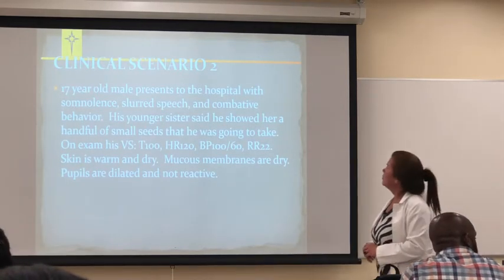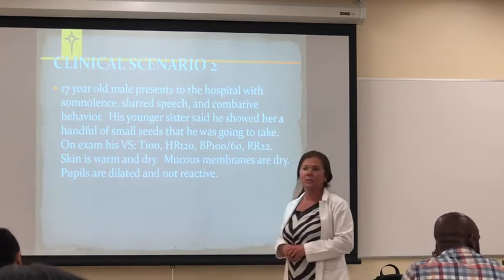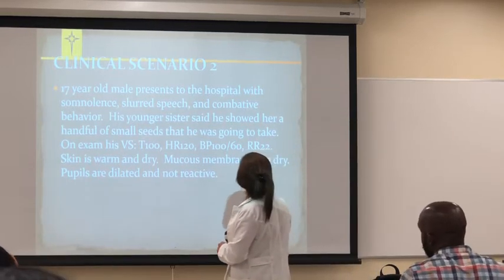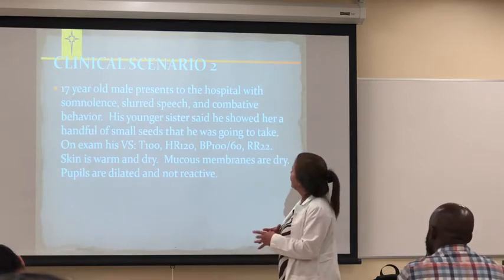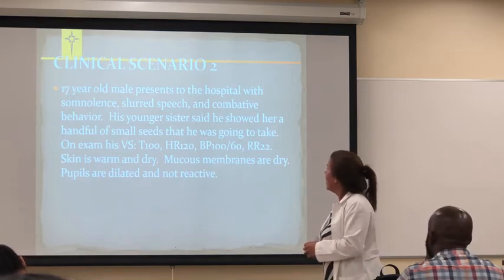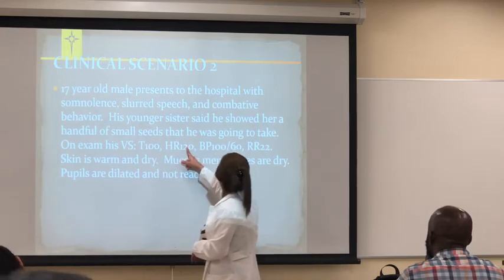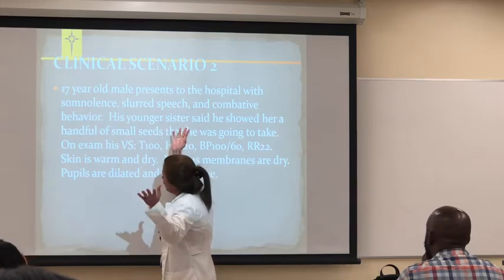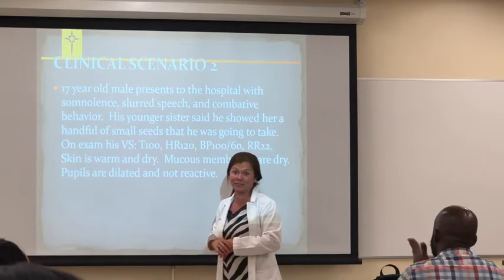A 17-year-old male presents to the hospital with somnolence, slurred speech, altered mental status, okay? His younger sister said that he showed her a handful of small seeds that she was going to take. So at least you saw something in her hands. Temperature is high, heart rate is high. So the patient has tachycardia and hyperthermia. Skin is warm and dry. It's the opposite. Do you understand?